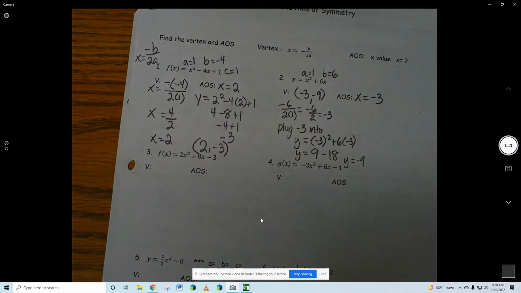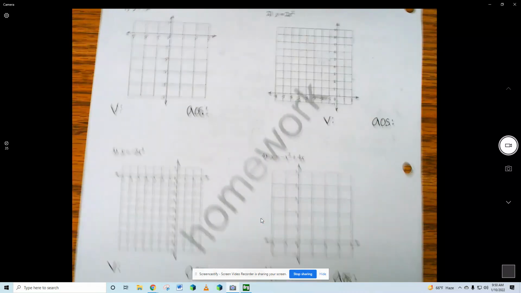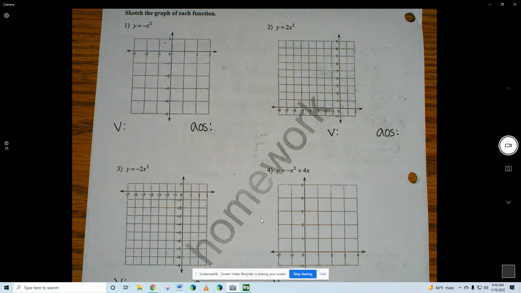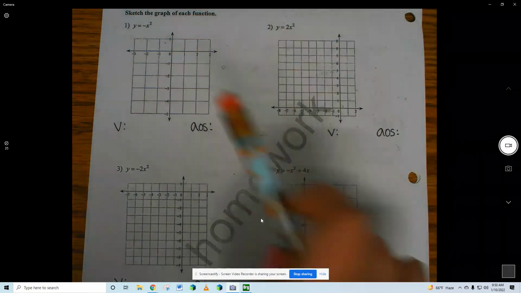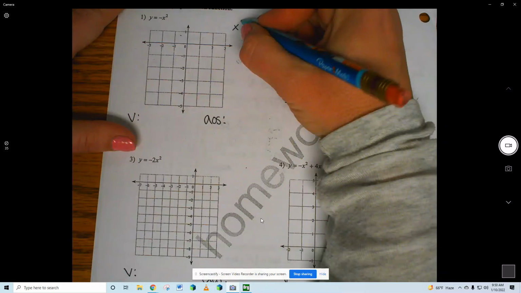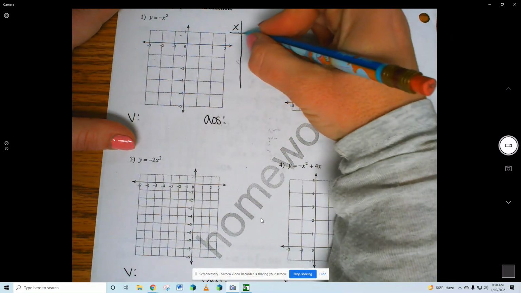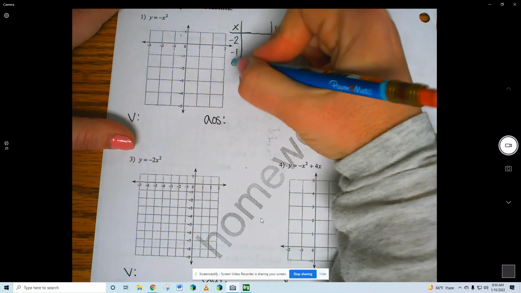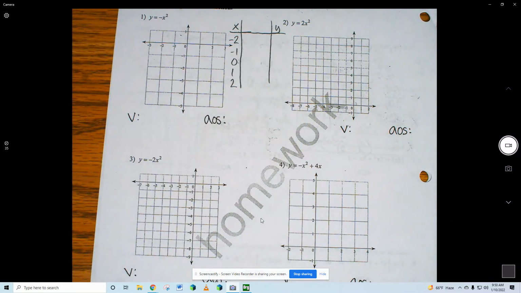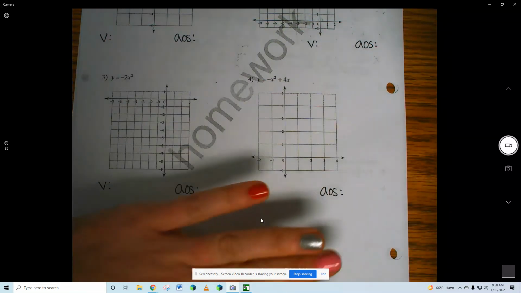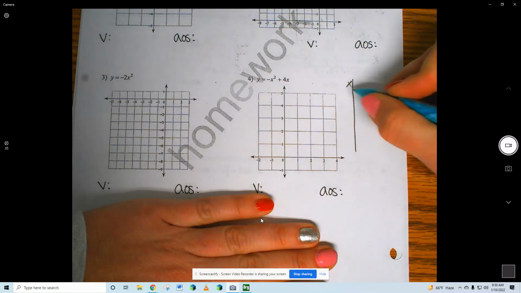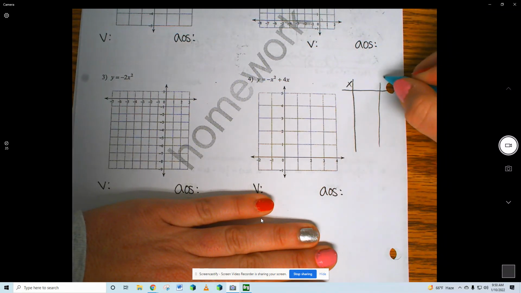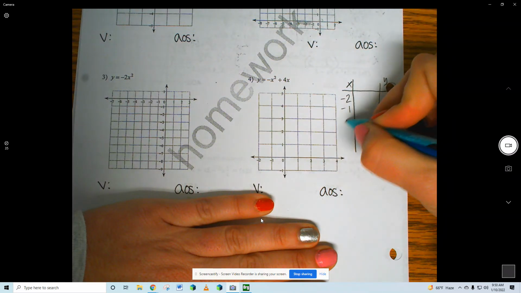I want to talk to you about the back side because there's 4 problems on the back side. You have to make your own table of values. We know from last week how to do 1, 2, and 3. You pick numbers like negative 2, negative 1, 0, 1, 2. But number 4 is a little bit different. So I want to focus on number 4. We're still picking the same numbers.